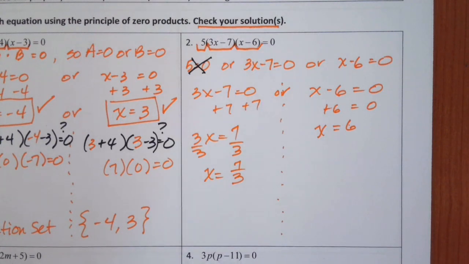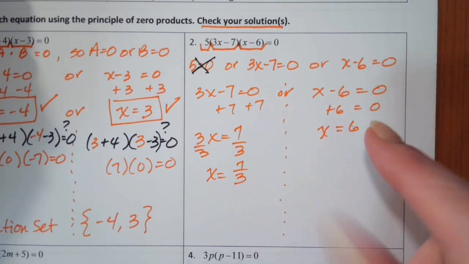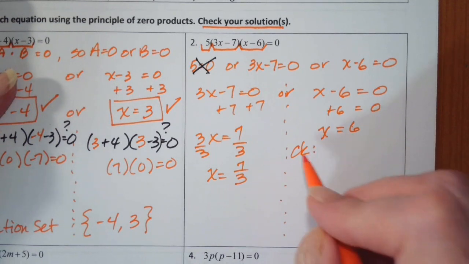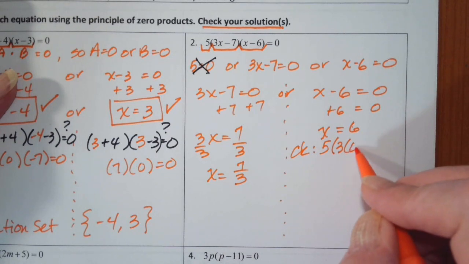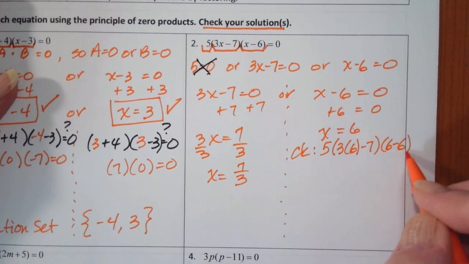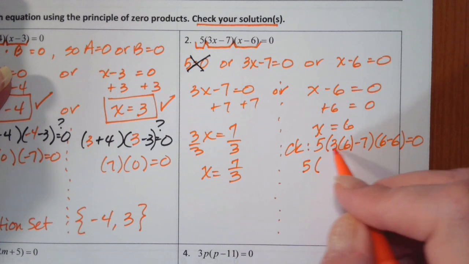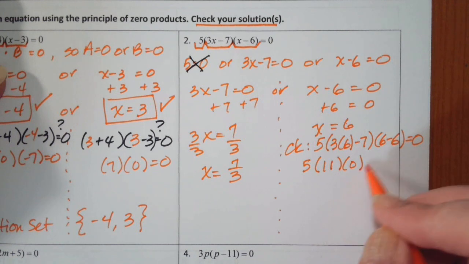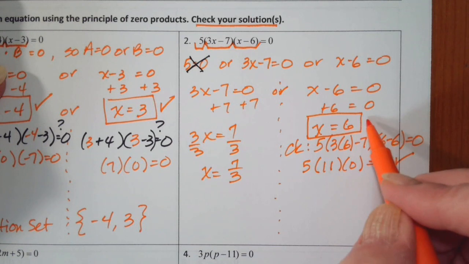Okay, so now the check on this, let me do this one real quickly because then I can figure out how much space I need later. For my check, I want to know if 5 times (3 times x minus 7) times (x minus 6) equals 0. Well, this gives me 5 times (18 minus 7), which is 11, times (6 minus 6), which is 0, equals 0, so it checks. So x equals 6 is a solution.